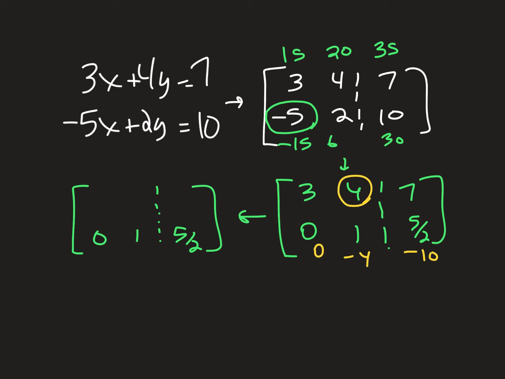To get the new top row, I'm going to add the yellow numbers on the bottom to the green on the top. 0 plus 3, -4 and 4, -10 and 7 is -3. And to finish up, to get my last one right here on the top where that 3 is, I'm going to divide that whole row by 3. 3 divided by 3 is 1. 0 divided by 3 is 0. -3 divided by 3 is -1. And once you get there, and this side looks like this, 1, 0, 0, 1, that means 1x is -1, and 1y is 5/2. And that's it.